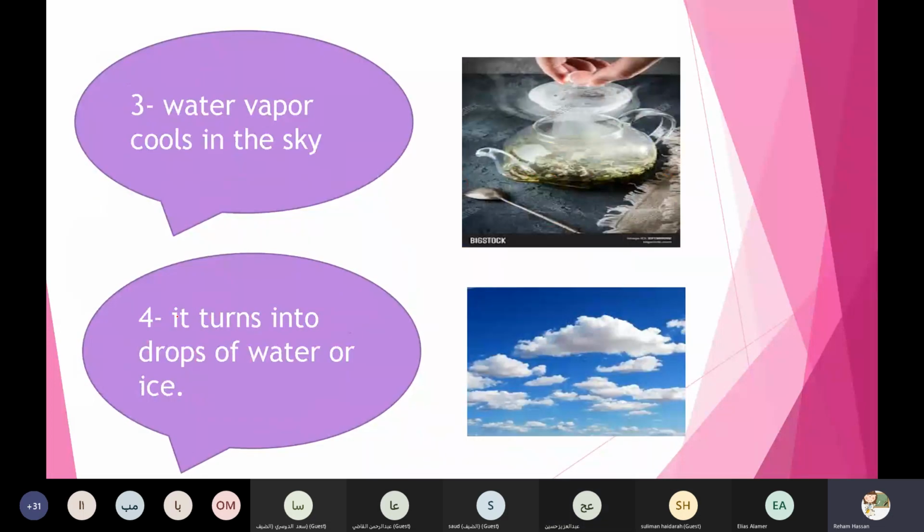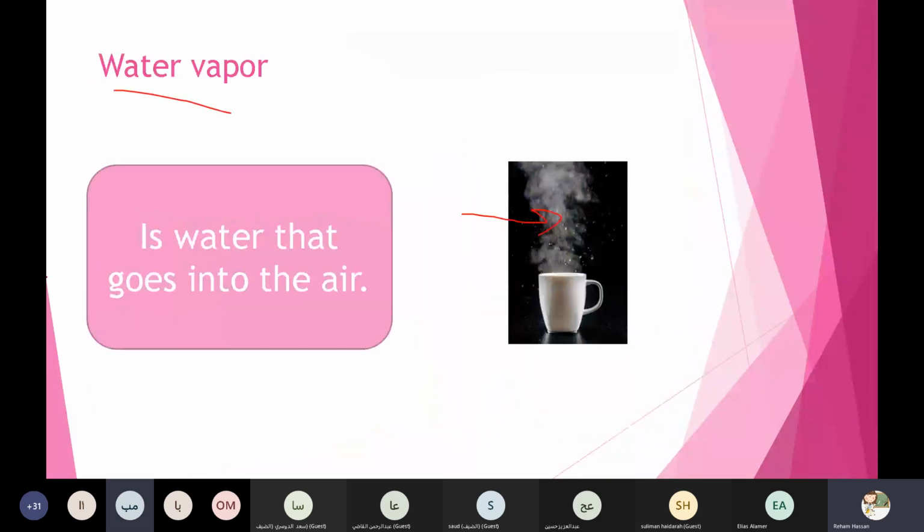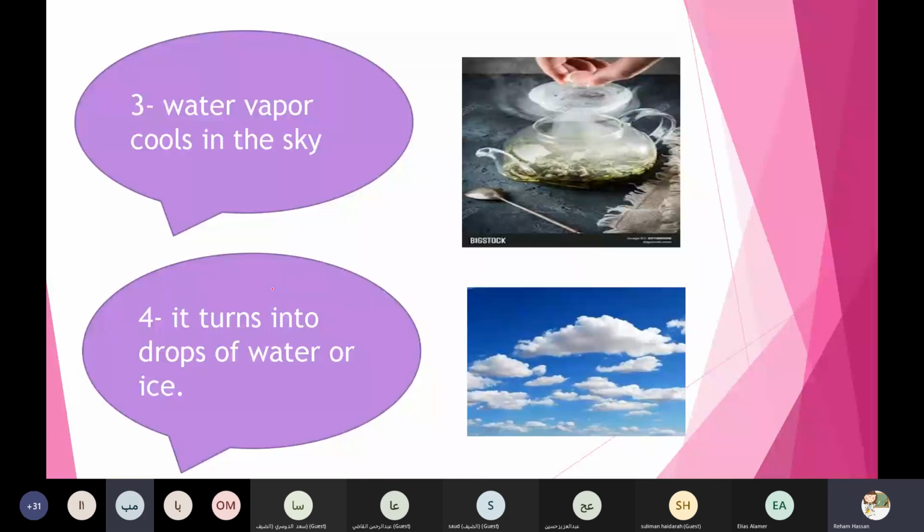Okay. Yes, Abdullah Saleh. Yes, teacher. So Abdullah, the water vapor is the water that goes into the air. Thanks a lot, Abdullah. Number 3. No, honey, the picture is clear.